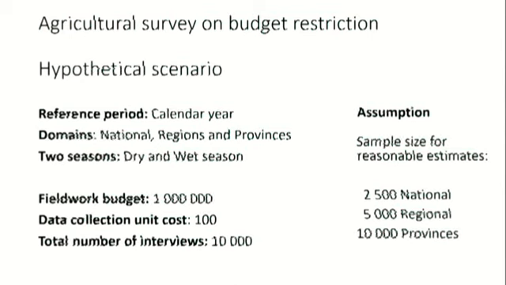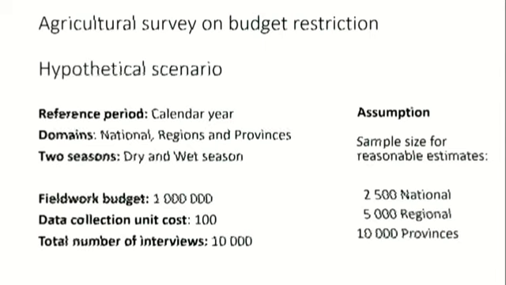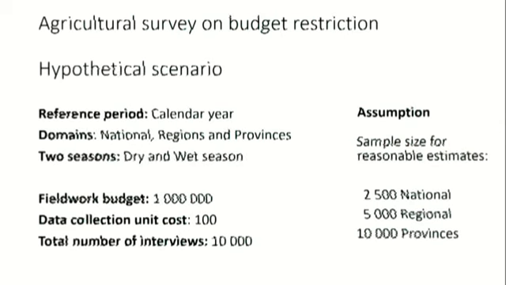So we start with a common case that we have a budget to be spent, so a restriction in terms of the budget. In our hypothetical scenario, we are talking about a budget of 1 million, and the data collection unit costs 100. So it allows a sample of 10,000 observations.